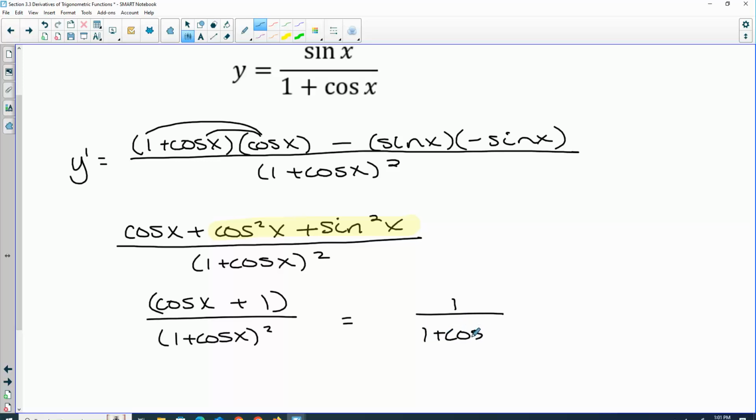But we can go 1 step further. I had a square on the bottom for some reason, and that's why I was confused. If we split it up, it'll be 1 plus secant, and then we square it all.